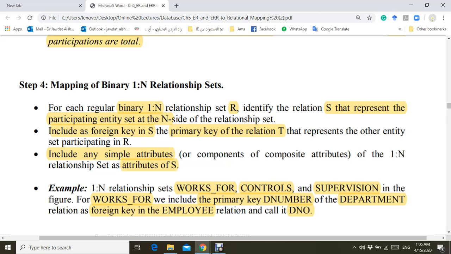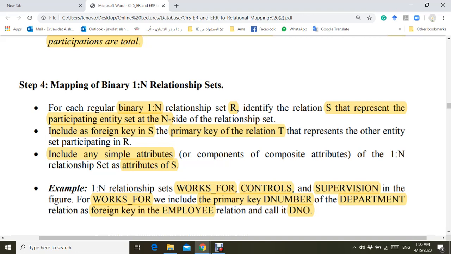So when we put the primary key of one relation in another relation, it is called a foreign key. And we include all simple attributes. We include them in this relation that we chose on the many side. We add all the attributes to this relation, besides a foreign key that represents which entity it is related to in the one-side entity or relation.